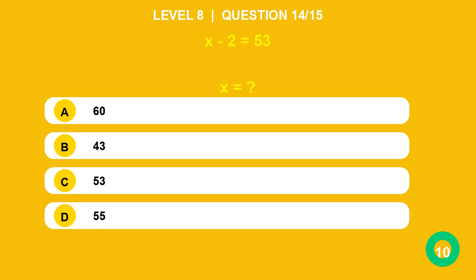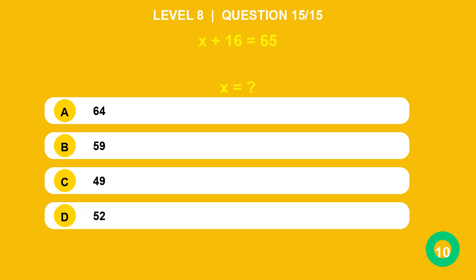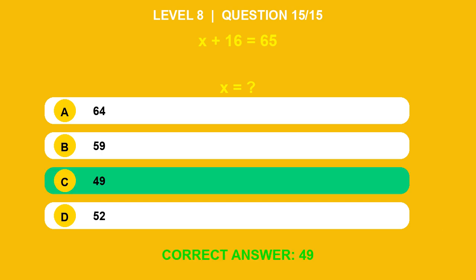X equals? Answer is 55. X plus 16 equals 65. X equals? Answer is 49.